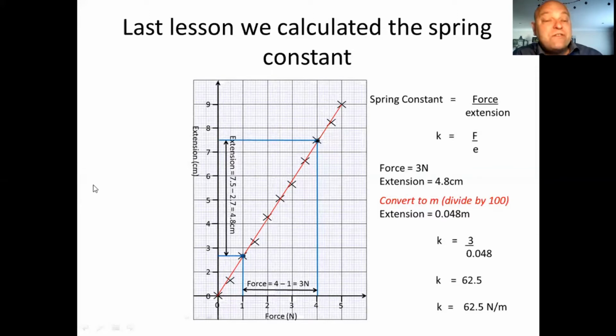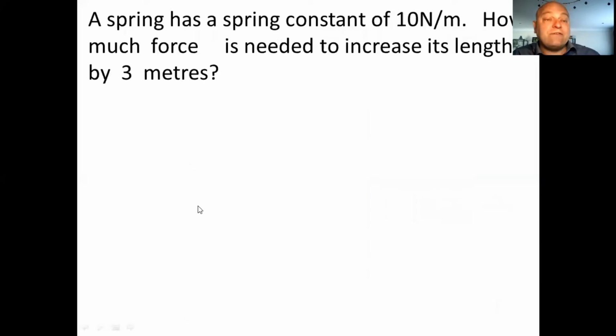So what happens if you know the spring constant? What sort of questions might you be asked? Well, let's have a look. Here's one. A spring has a spring constant of 10 newtons per meter. How much force is needed to increase its length by 3 meters?